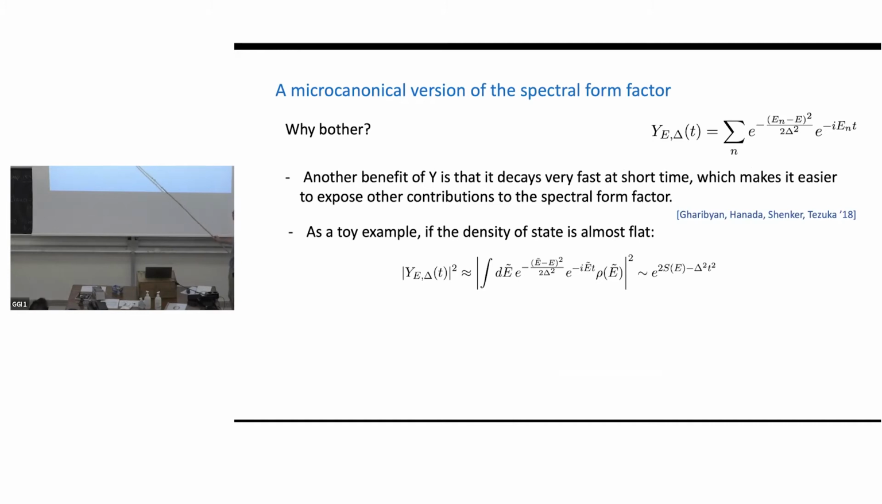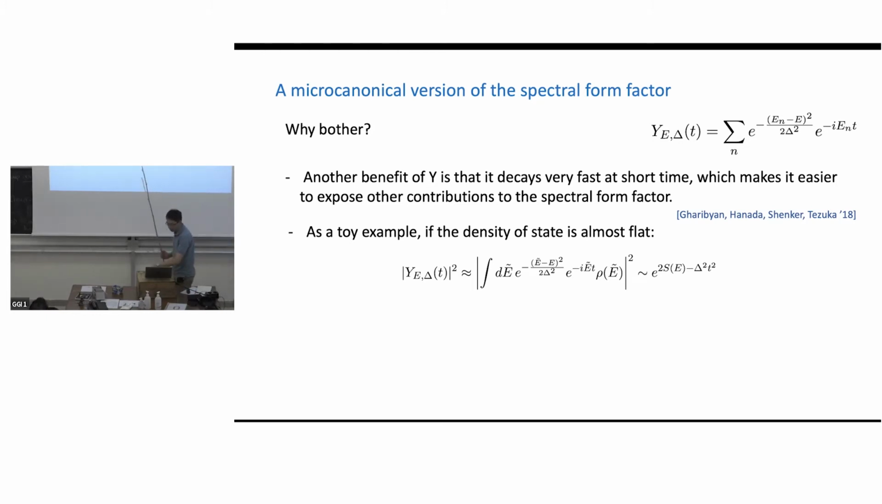we could consider a case where the density of states is almost flat. So here I'm replacing the discrete sum in the spectral form factor, the sum over energy eigenstates, with a continuous integral, and I plug in the density of states here. If we consider a toy example where the density of states is flat, then the formula here is simply a Fourier transform of a Gaussian function. So we know that the final answer must also have a Gaussian decay as a function of t squared. So we see that in this toy example, the function actually behaves like e to the 2S at some energy E minus delta squared times t squared.